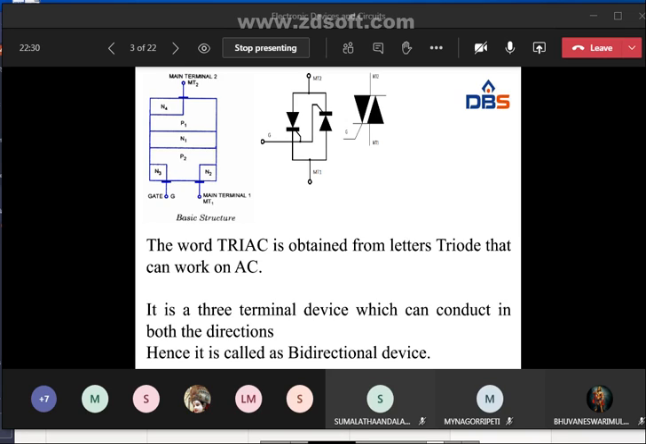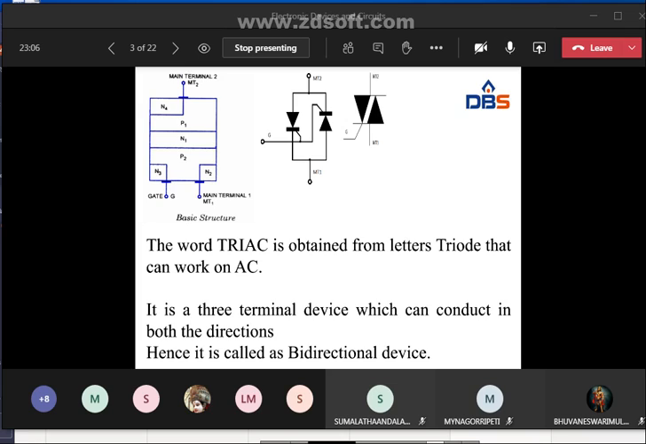In the second case, when MT2 is positive but gate is negative with respect to MT1, the current flows through the path P1N1, P2N2. But P2N3 is forward biased and current carriers are injected into P2 of the triac. So that is the second case.